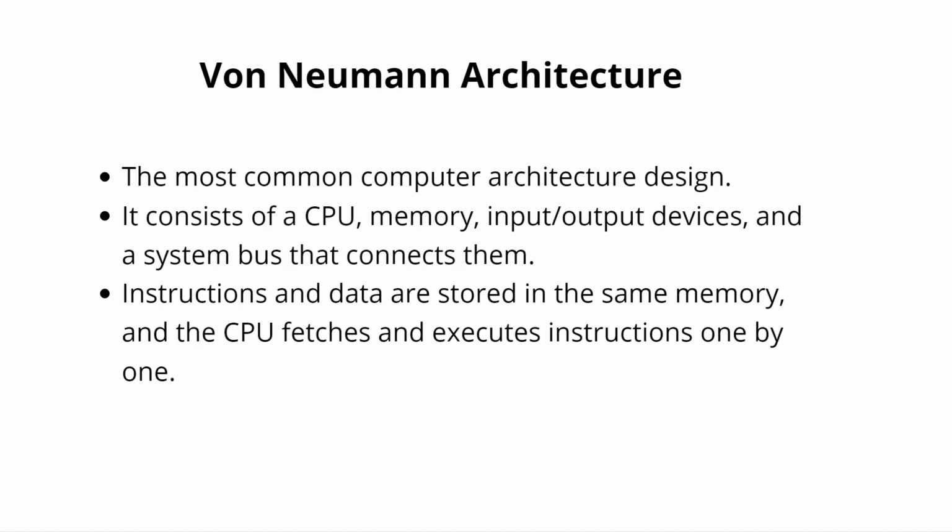In architecture, we normally use a single architecture, that is von Neumann architecture, the most common computer architecture design. It consists of a CPU, memory, input-output devices, and a system bus that connects them. Instructions and data are stored in the same memory, and the CPU fetches and executes instructions one by one.